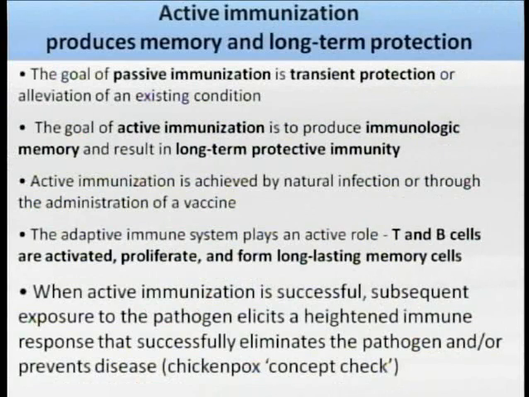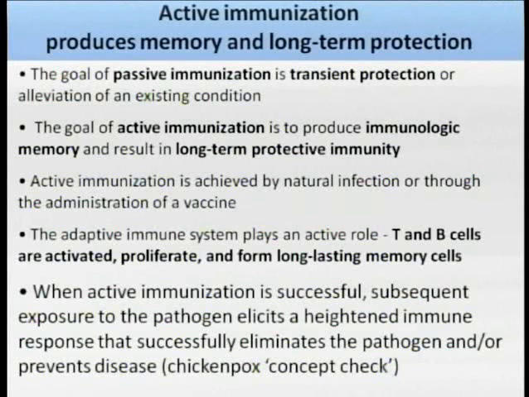The goal of active immunization is to produce memory and long-term protection. One thing you need to know about passive immunity, or the transfer of antibody, is that it's transient. Okay, it's just short-lived. For however long those antibodies will survive in your body is as long as that passive immunity will last. However, with active immunization, if you produce immunologic memory, this will result in long-term protection.